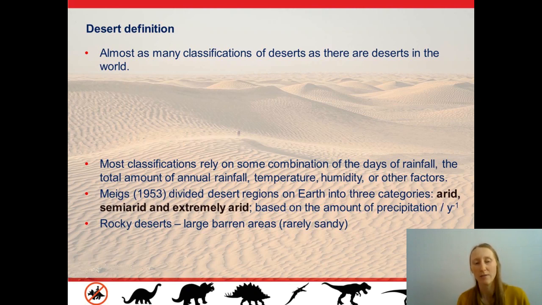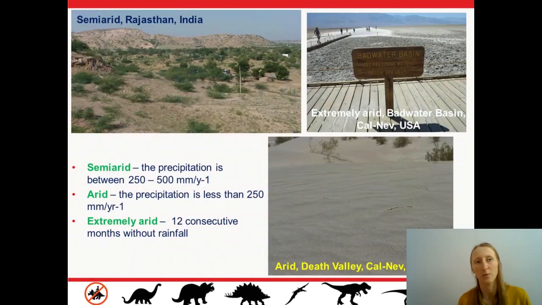So in terms of arid, semi-arid and extremely arid, how do we actually break them down? Well, we break them down based on the amount of precipitation. A semi-arid desert has somewhere between 250 and 500 millimeters per year. An arid desert has less than 250 millimeters per year. And if you're extremely arid, you're basically 12 consecutive months without rainfall.